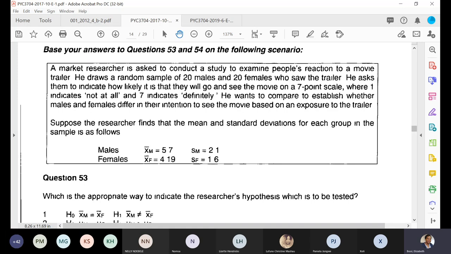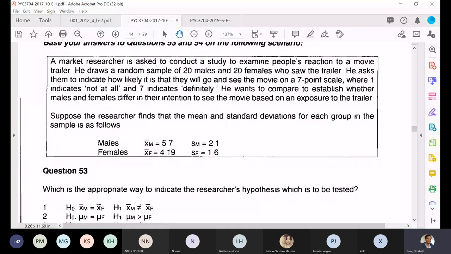Base your answer on questions 53 and 54. A market researcher is asked to conduct a study to examine people's reaction to a movie trailer. He draws a random sample of 20 males and 20 females who saw the trailer. He asks them to indicate how likely it is that they will go and see the movie on a 7-point scale, where 1 indicates not at all and 7 indicates definitely. He wants to establish whether the males and females differ in their intention to see the movie based on their exposure to the trailer. Suppose the researcher finds that the mean and the standard deviation for each group in the sample is as follows.